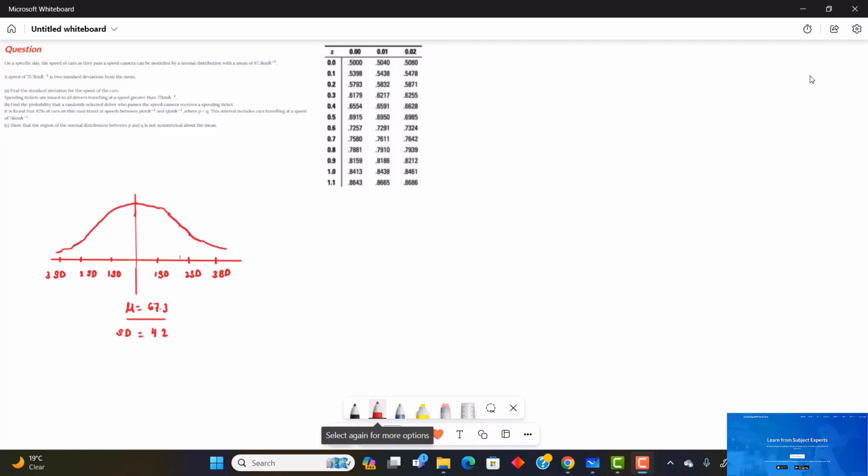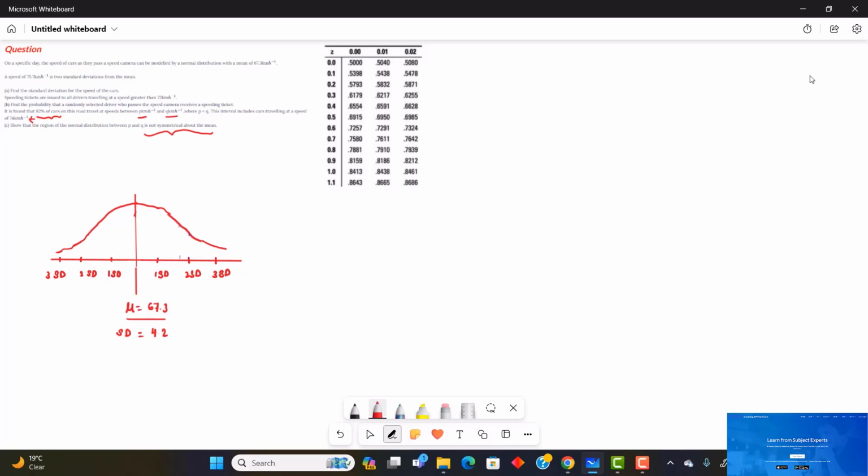Third part of the question is asking us to find the interval between P and Q such that 82% of the cars are traveling between the speeds of P and Q. And then it is given that the interval includes the speed 74 kilometers per hour. If this is the case, then we have to show that the distribution is not symmetrical about the mean.